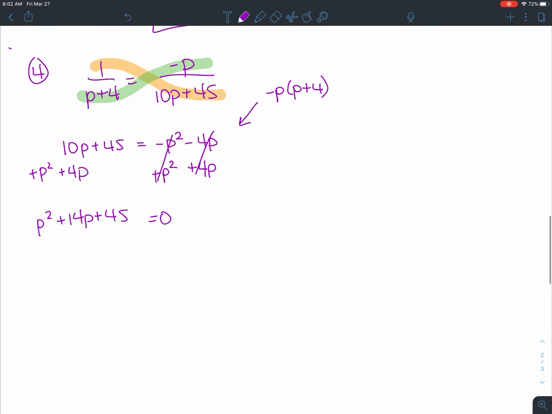Now, in order to solve this, I have to factor. So 1 times 45 is 45. 9 and 5, if I add them, I get 14. So this will be p plus 9, p plus 5 equals 0. So p could be negative 9, p could be negative 5. But I now have to check both of those answers.